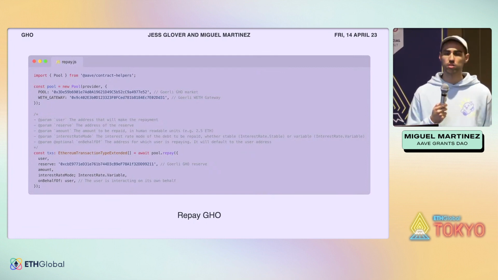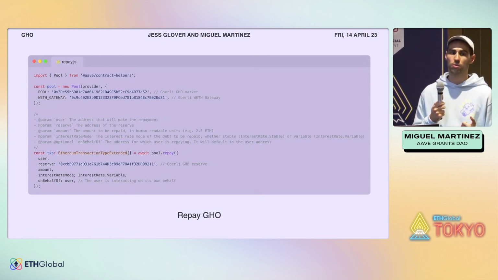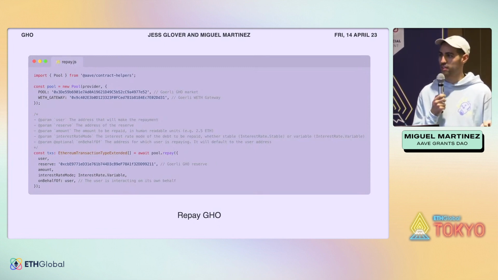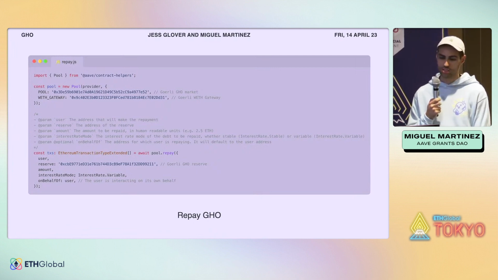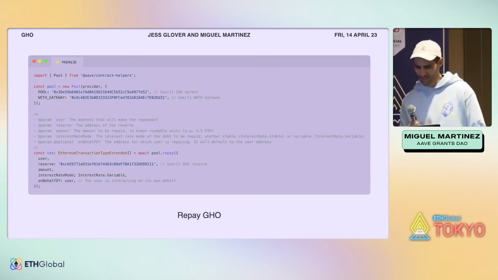But in case you wanna make it work from the contract side, you will need to write Solidity or Vyper code. So that's what I'm going to do now. I'm gonna try to do a little live demonstration of how you can build a little code to interact with the Aave protocol and GHO. So yeah, let's try it out.